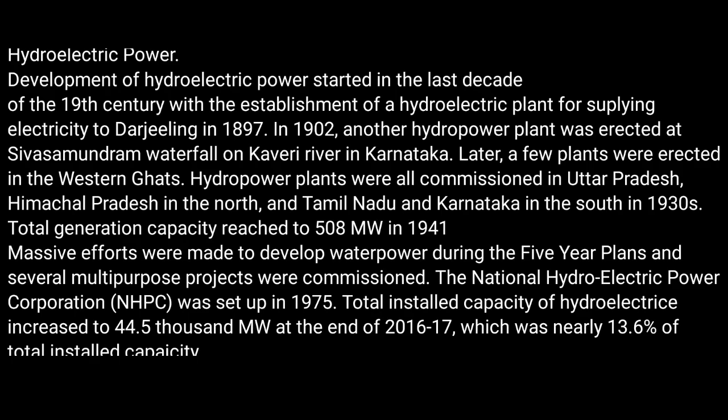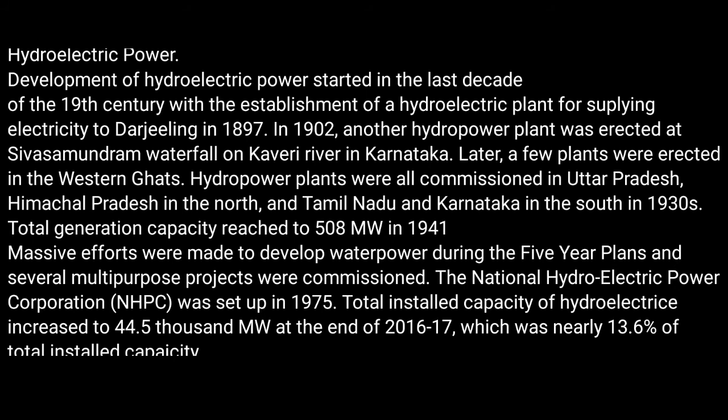Hydroelectric power. Development of hydroelectricity started in India in the last decade of the 19th century with the establishment of a small hydro project to supply electricity to Darjeeling in the year 1897. In 1902, another small hydro power plant was established at the waterfall Sivasamudram on the river Kaveri in Karnataka. Many other plants were erected after that in the Western Ghats. Many hydro power plants were commissioned in Himachal Pradesh and Uttar Pradesh in the north and Tamil Nadu and Karnataka in the south. So the total generation capacity reached 500 megawatt in 1941.